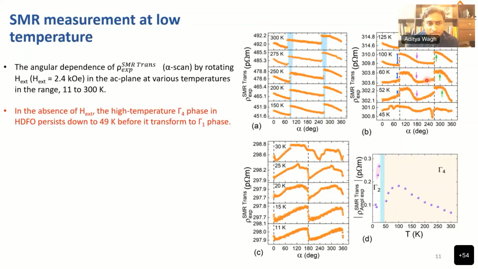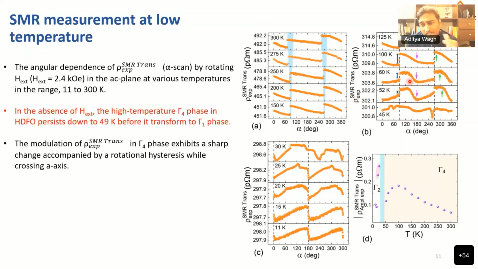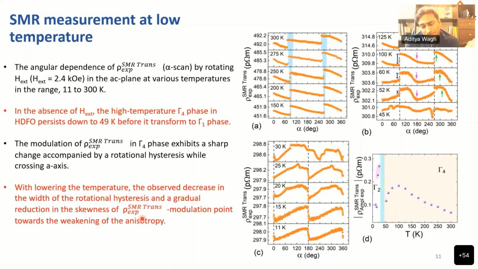these features, the way they're evolving in the gamma 4 phase, point towards the weakening of anisotropy in this region. Then when you decrease the temperature further, as we saw earlier, there are complex mixed phases of gamma 1 and gamma 1 2, and below 25 Kelvin we get a converted gamma 2 phase at low temperature.